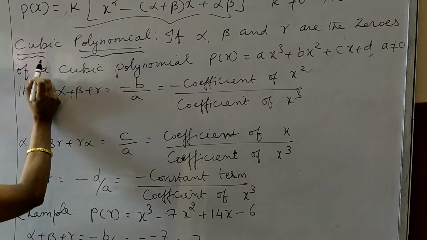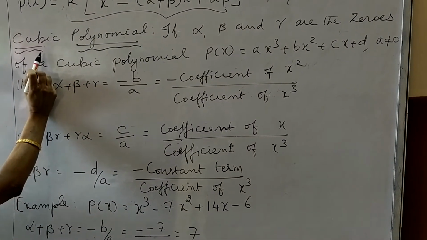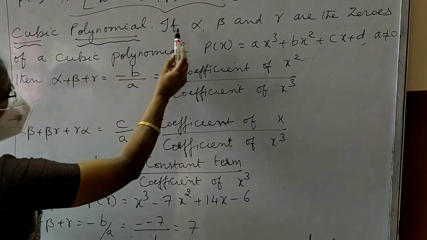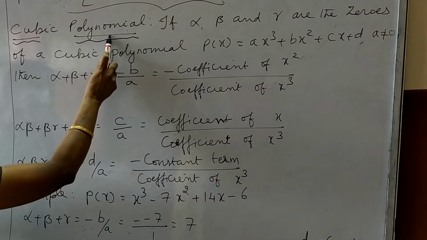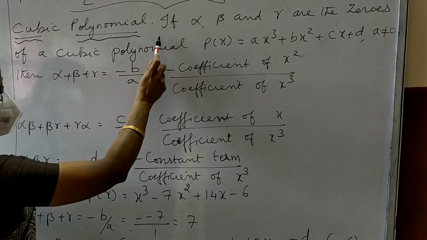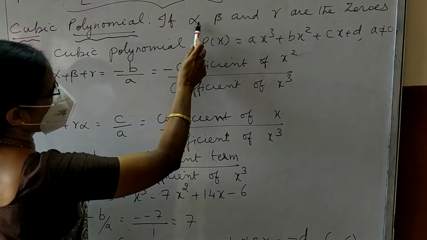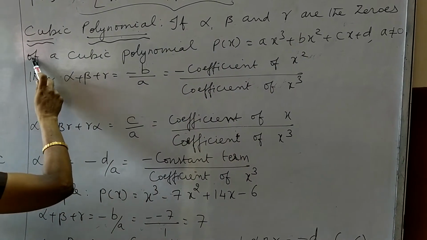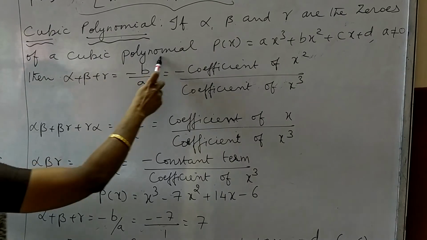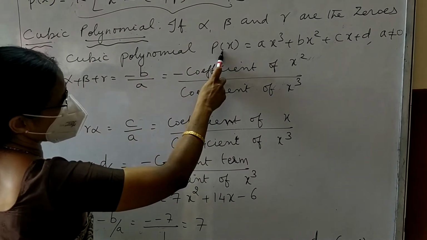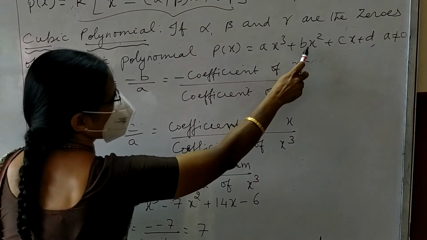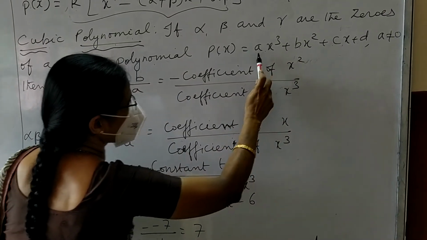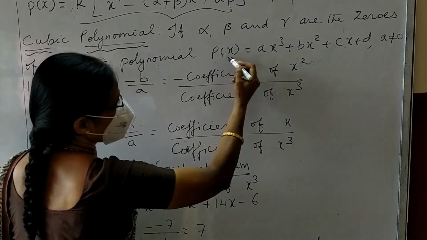We saw in the quadratic polynomial how to find the sum of the zeros and the product of the zeros. Now here in the cubic polynomial, because it is a cubic polynomial, a maximum of 3 zeros are possible. The zeros we have named alpha, beta and gamma are the zeros of a cubic polynomial. We know the standard form of a cubic polynomial is ax cube plus bx square plus cx plus d, where a is not equal to 0. We have studied this in the previous session. Please recall this.